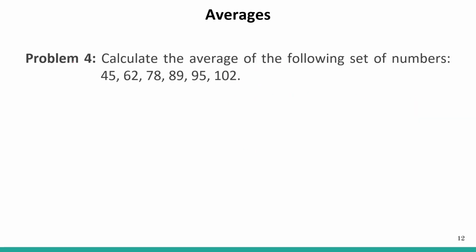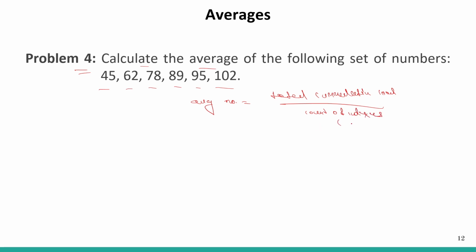Okay, so let's see problem number 4. Calculate the average of the following set of numbers: 45, 62, 78, 89, 95 and 102. Again, what we'll be doing is using the formula: average number is equal to total cumulative count whole by count of indexes, or we can also say the number of indexes.